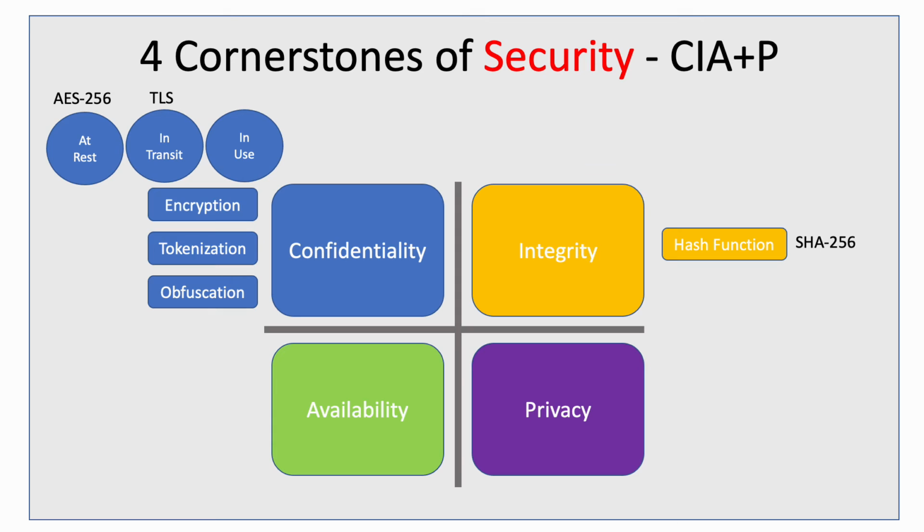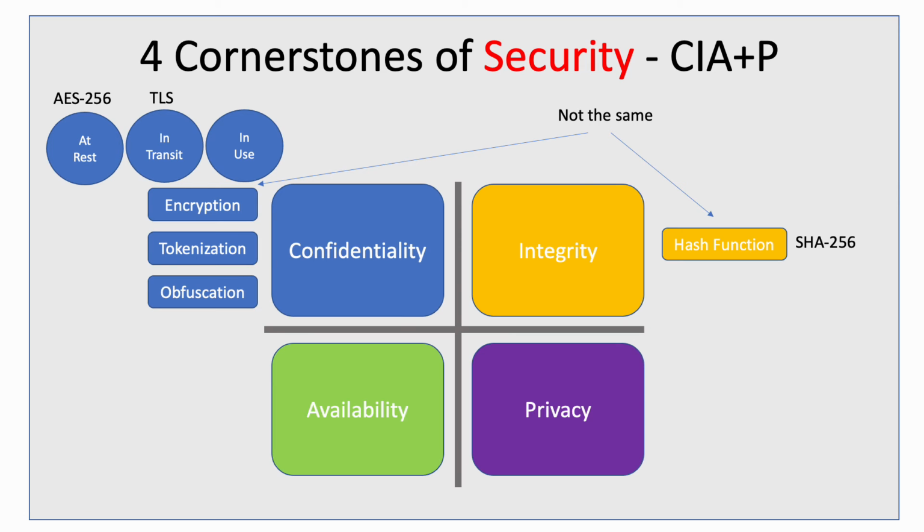An example of a hash function is SHA-256. And an important point to bring up at this stage is that encryption and hash functions are not the same. They're actually different. Just keep that in mind, okay?